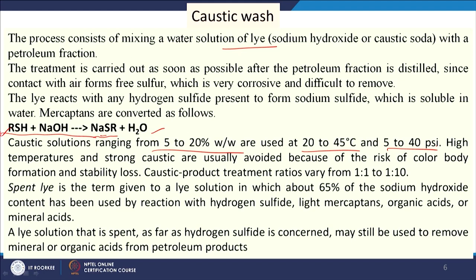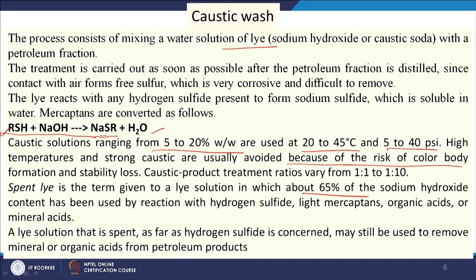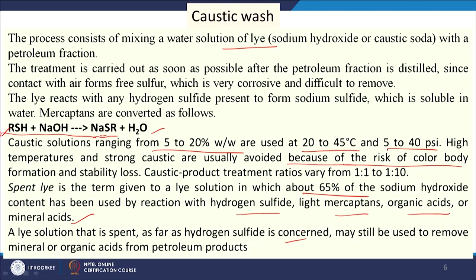If we use a high concentration of NaOH and high temperature, then there is a drawback: it may produce some color body, and the product may lose stability. That is why this condition is maintained. And when we use the lye solution, it is not possible that all of the lye is consumed by sulphides. If around 65% of the sodium hydroxide is consumed by the sulphides, then we call it a spent lye solution. This spent lye solution can be used further for the removal of hydrogen sulphide, light mercaptans, organic acids or mineral acids. A lye solution that is spent, as far as hydrogen sulphide is concerned, may still be used to remove mineral or organic acids from petroleum products.